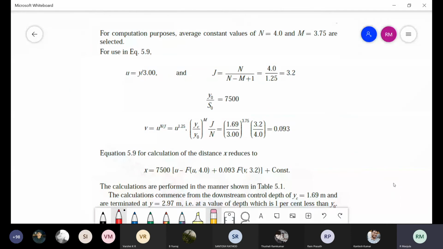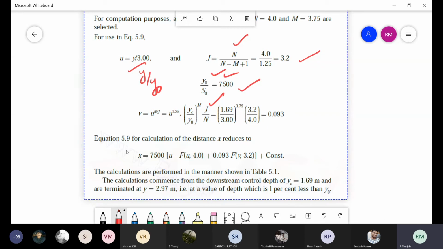Assuming the average values of n and m, you use the above equation from the direct integration method, and then substitute u is equal to y by y naught. Find out what y naught by s naught is, and since you know n and m, you can find out what j is. Substitute the value of j here and calculate the value of x. Now this equation gives you the calculation of distance x. These calculations you can perform in a table for various values of m, n, u, and x and delta x.